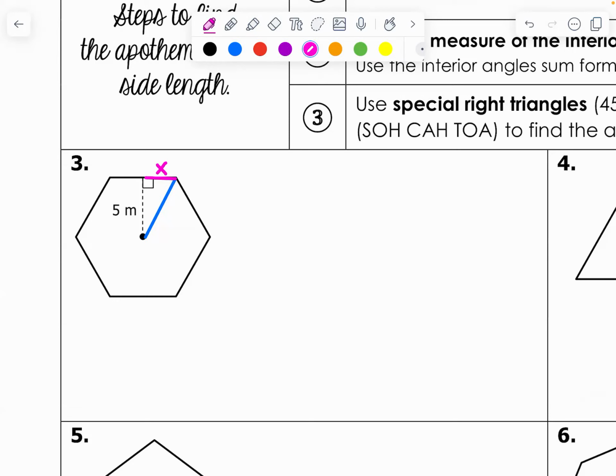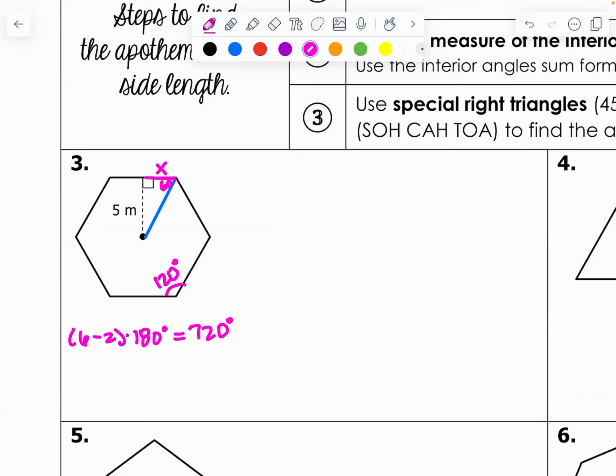Okay, so let's go back to, we have 6 sides, right? So if we take 6 minus 2 times 180, how many degrees do these interior angles add up to be? 720. And if I have 6 angles that add up to 720, and they're all the same, each angle is 120. So what does that tell us about this angle right here? It is 60.